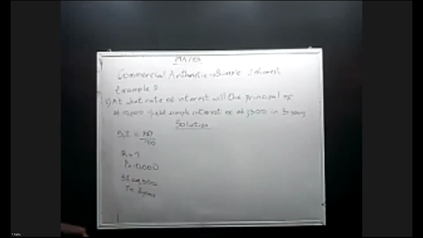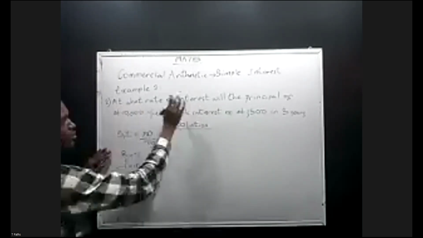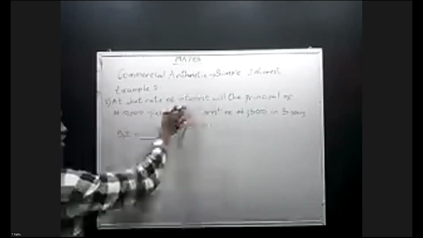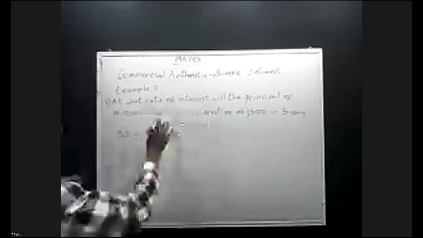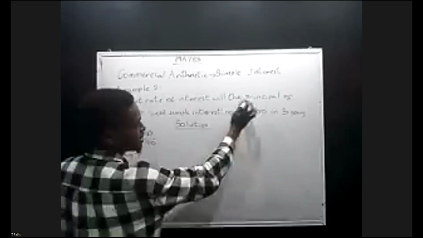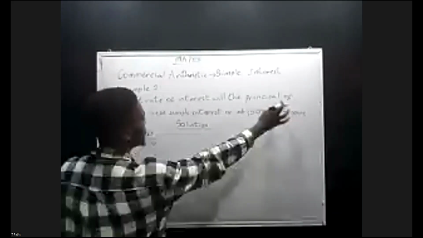The first thing is to interpret the question. Interpreting the question now, you say, at what rate of interest? They're asking us what rate of interest. So we know our R is not given. Or even if you could not interpret this, please look at this part. They say with the principal of 10,000, you are given the principal. Yield simple interest of 1.5. You are given the simple interest in 3 years. You are given the time, but yet you are not given the rate. So you already know it's the rate you have to calculate here.